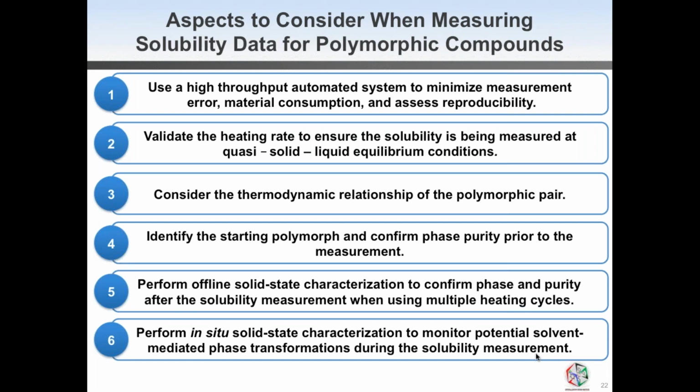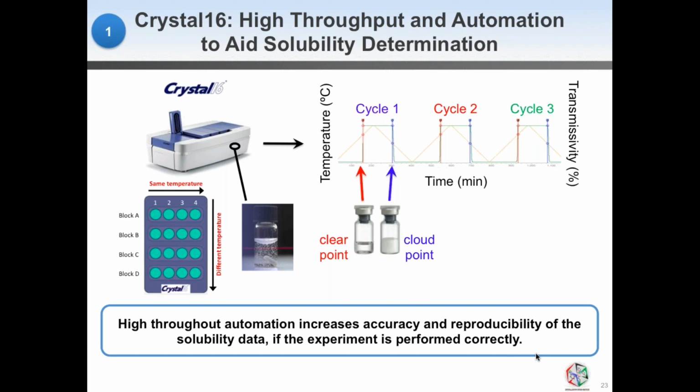First, we recommend using the Crystal 16 to enable high throughput and automation. This increases the accuracy because it minimizes sample manipulation that leads to sample loss during analysis in the isothermal method. This polythermal method enabled by the Crystal 16 offers in situ determination of the saturation temperature using turbidity measurements. Also, running multiple cycles allows us to improve reproducibility of the solubility measurements. This makes the polythermal method enabled by the Crystal 16 a superior method to determine solubility data.